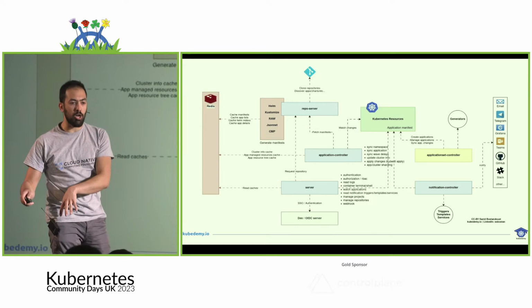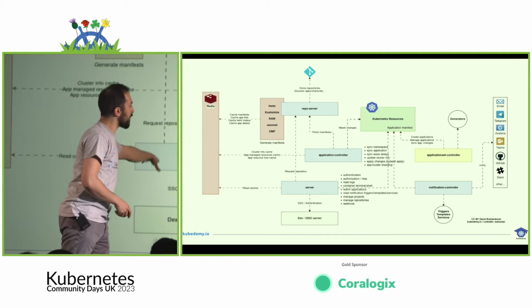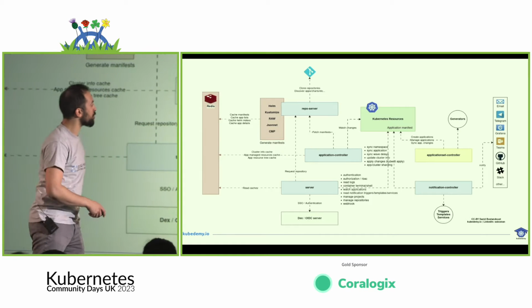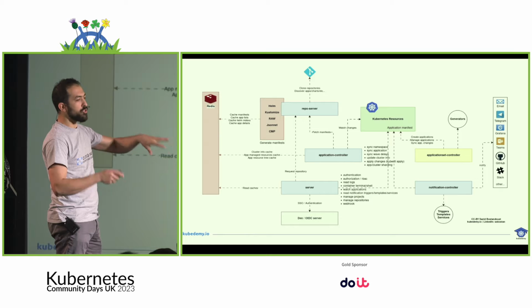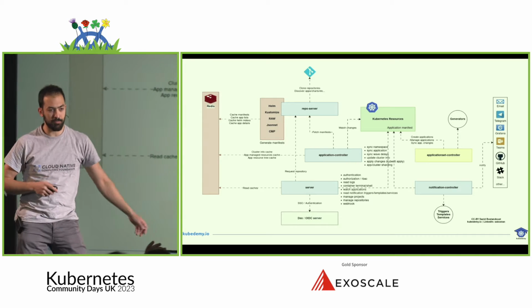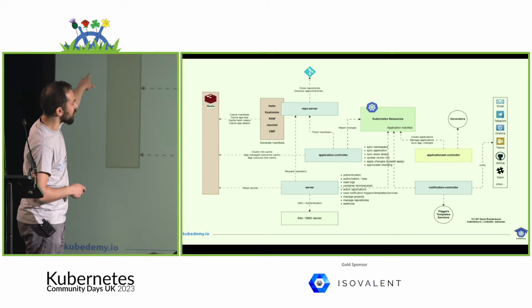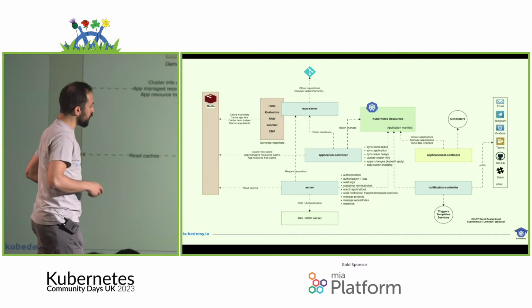You can deploy ArgoCD without the server, Dex, notification controller, and application set, but you must deploy the application controller and repo server. And Redis is used as a cache, and I will tell you what it really does.